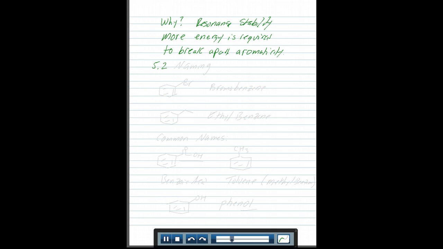All right, 5.2 is on naming. Very easy. We're not really going to make this too tough, but your benzene is your parent, so this is called bromobenzene. Very simple. If your benzene is the parent, we will see one case where benzene is not the parent, but most of the time benzene will be the parent. You don't have to say 1-bromobenzene, because it's just like on a cyclohexane, you don't have to say 1 if there's only one group on there. If you have an ethyl group, this would be called ethylbenzene.